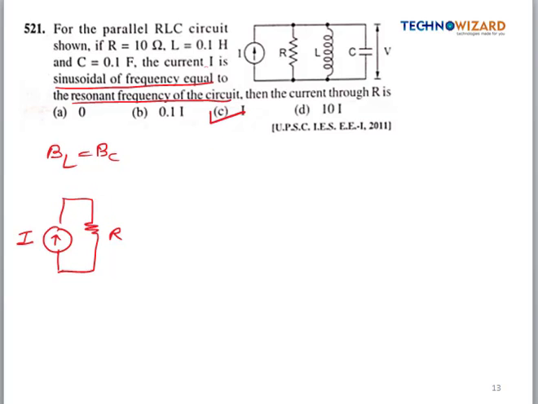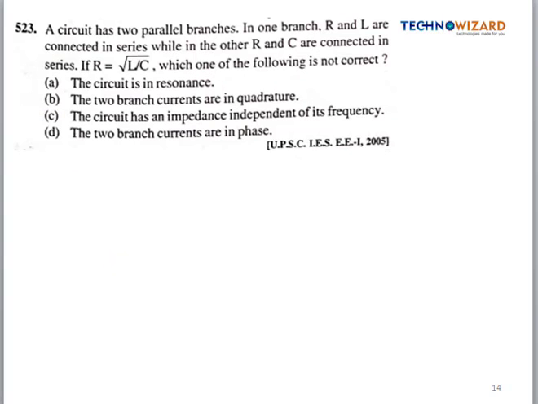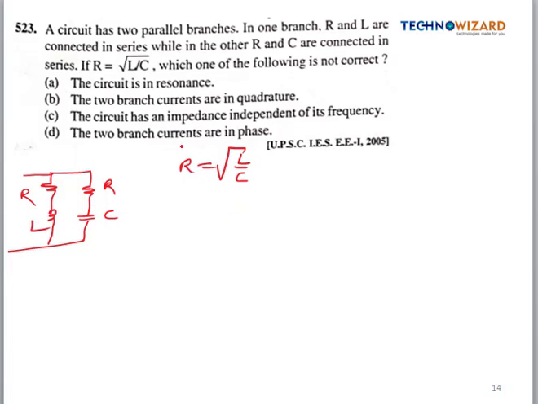Okay, so next question is, a circuit has two parallel branches. In one branch R and L are connected in series while in the other R and C are connected in series. If R is equal to root L by C, which of the following is not correct? Okay, so this is R, L, and here we have R and C. So in the question it is saying that R is equal to root L by C. We know that this is the condition for the resonating circuit. So now if this condition is satisfied, it means the circuit is in resonance. So this statement is right.